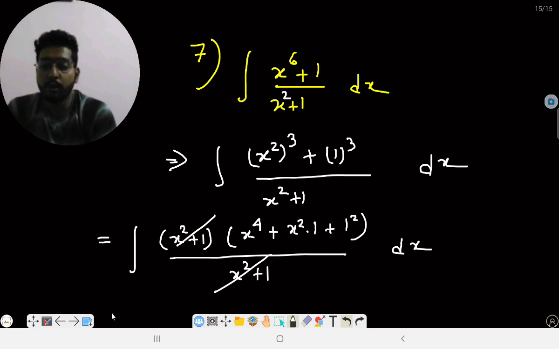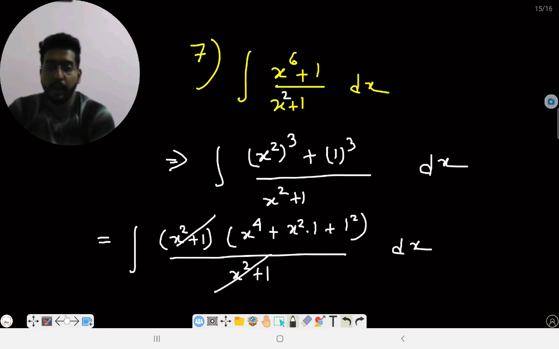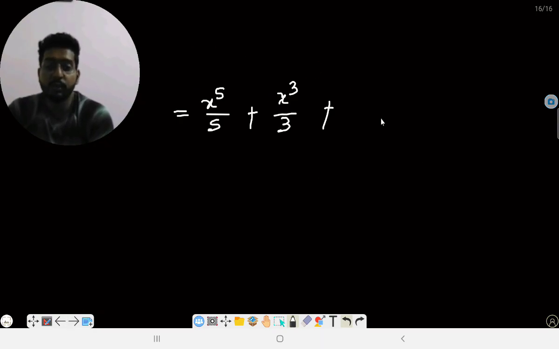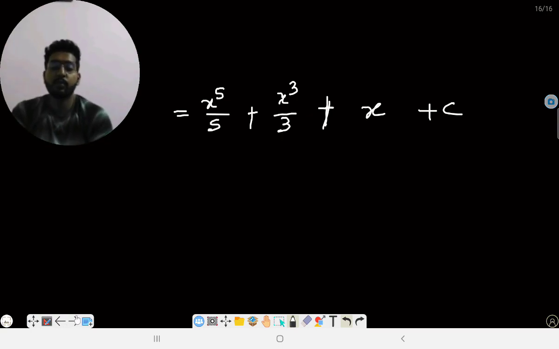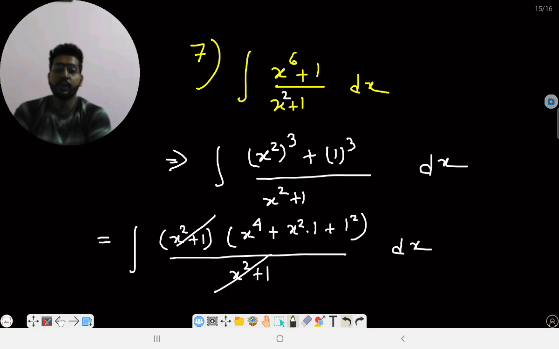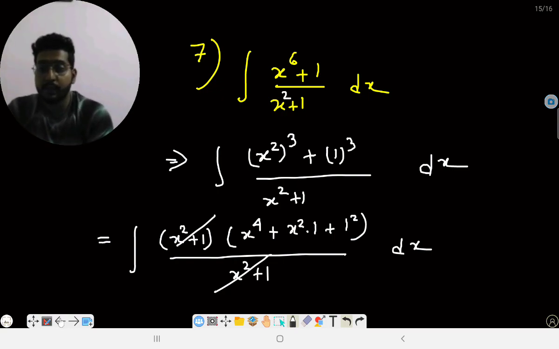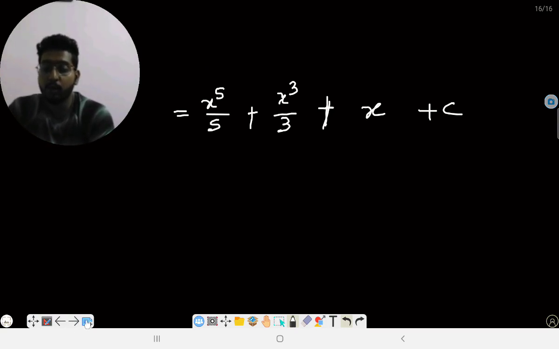Done. Now here it is x to the power 4. What is the integration of x to the power 4? x to the power 5 by 5, next x square gives x cube by 3, and for 1 the integration will be x, plus c. So that will be the answer: x to the 5 by 5, minus x cube by 3, plus x plus c. So that will be the integration. Okay, like this.